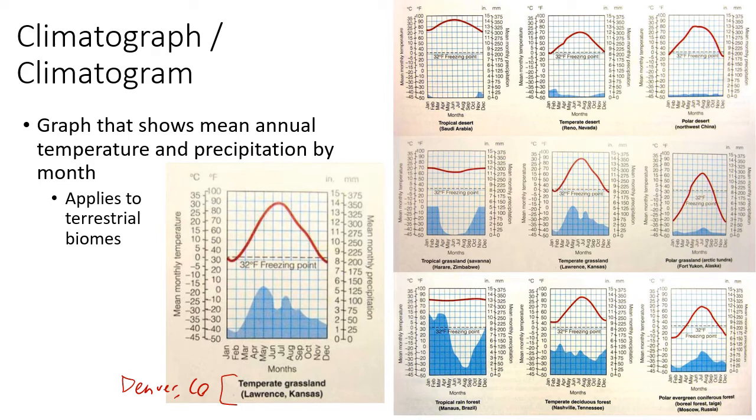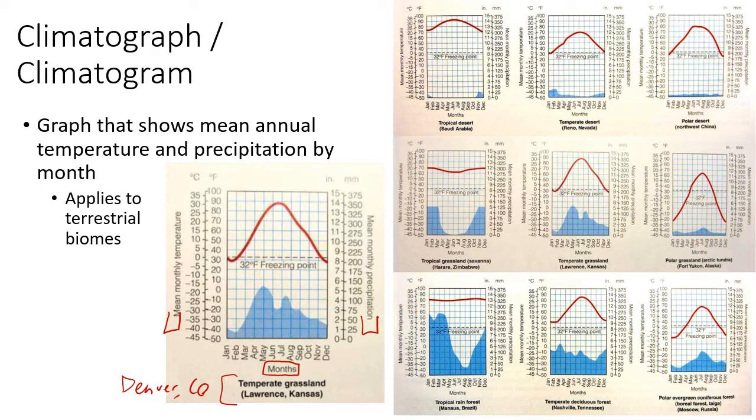What you have on the x-axis is time, and time is in months, so you have January through December. Sometimes you'll just see J, F, M, A, etc., but know that it's the month of the year. On the different axes, you will have temperature and precipitation. This one is great because it gives you degrees Celsius and degrees Fahrenheit, as well as inches and millimeters.